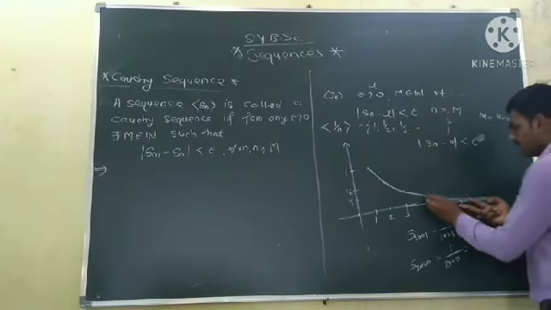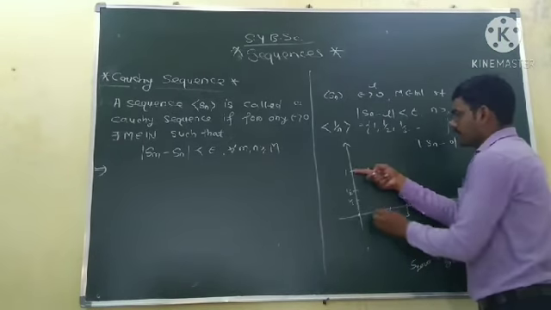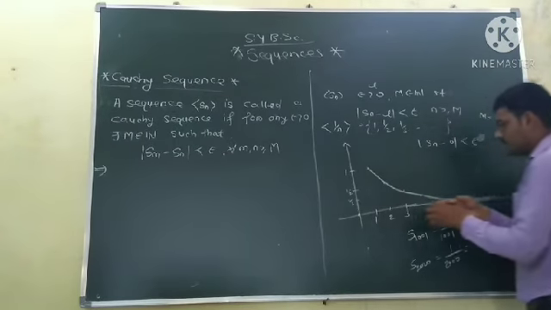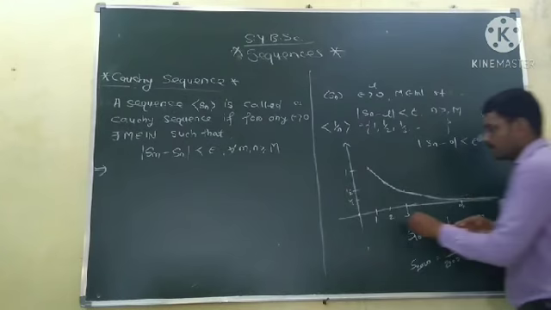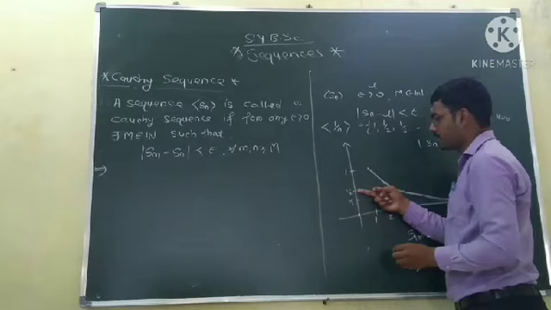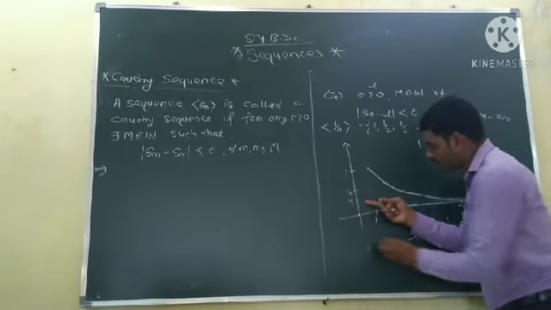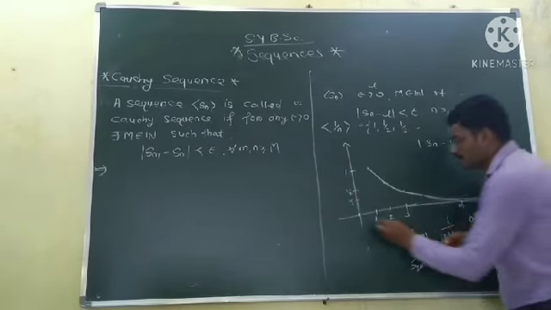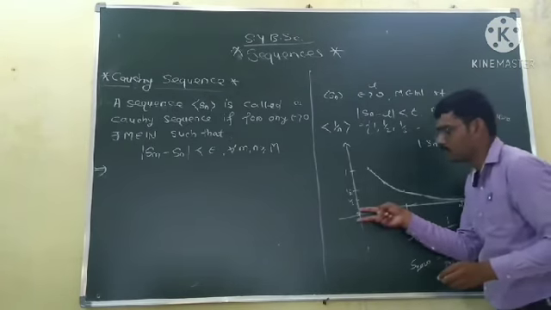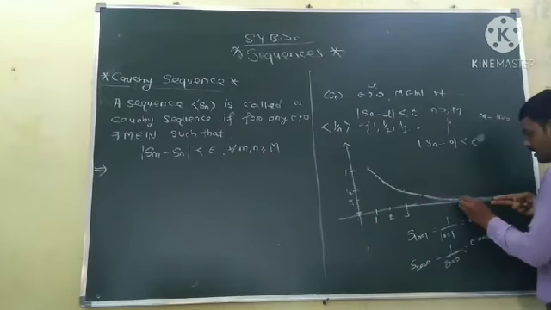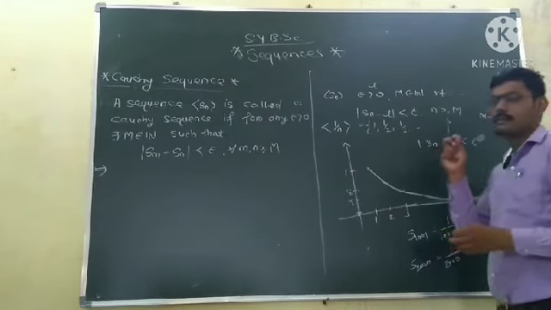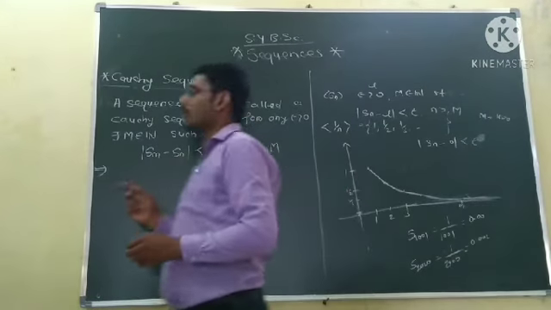You can see here, the first term is 1, the second term is 1 by 2, the third term is 1 by 3. As we increase the terms, the elements are tending to 0. After some time, infinitely many elements are very close to 0. So if you take the difference between them, all the terms are tending to 0, so the difference will be very small. Such sequences are called Cauchy sequences.